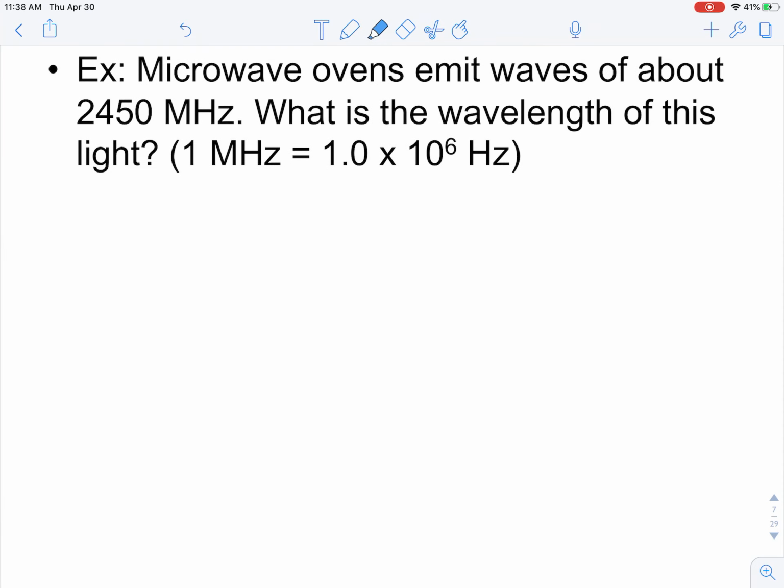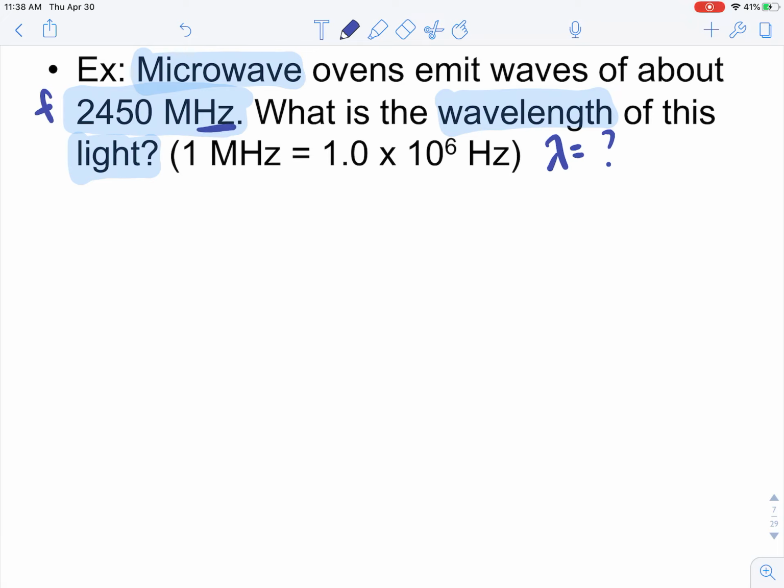Great, let's practice the math. Microwave ovens emit about 2,450 megahertz, is what that symbol is. What is the wavelength of this light? A microwave is considered to be a light wave or an electromagnetic wave, but if you weren't sure, they say at the end of the problem, what is the wavelength of this light?